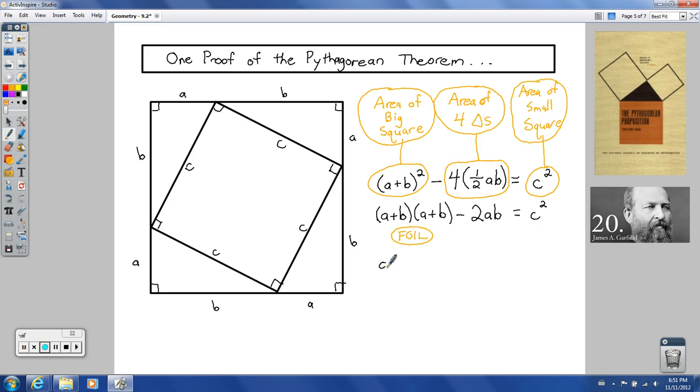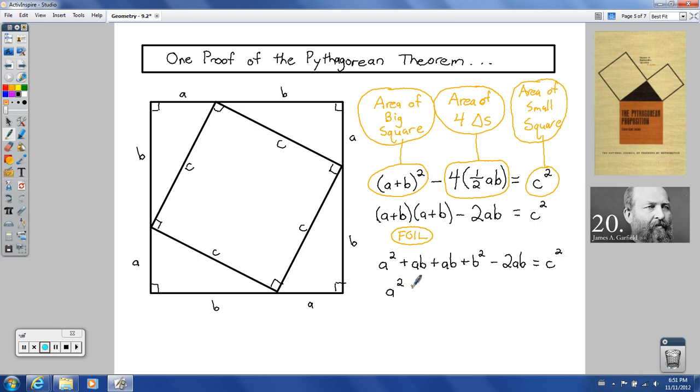So first you have a squared, a times a. Outer is a times b. These are both positive, so it's going to be a plus ab. Inner, b times a, which is the same thing as a times b, so another ab. And last you have b times b. They're both positive. We have positive b squared. So we FOILed this, and we get this down here. You still have the minus 2ab that got carried down. This equals c squared. And so we can combine like terms.